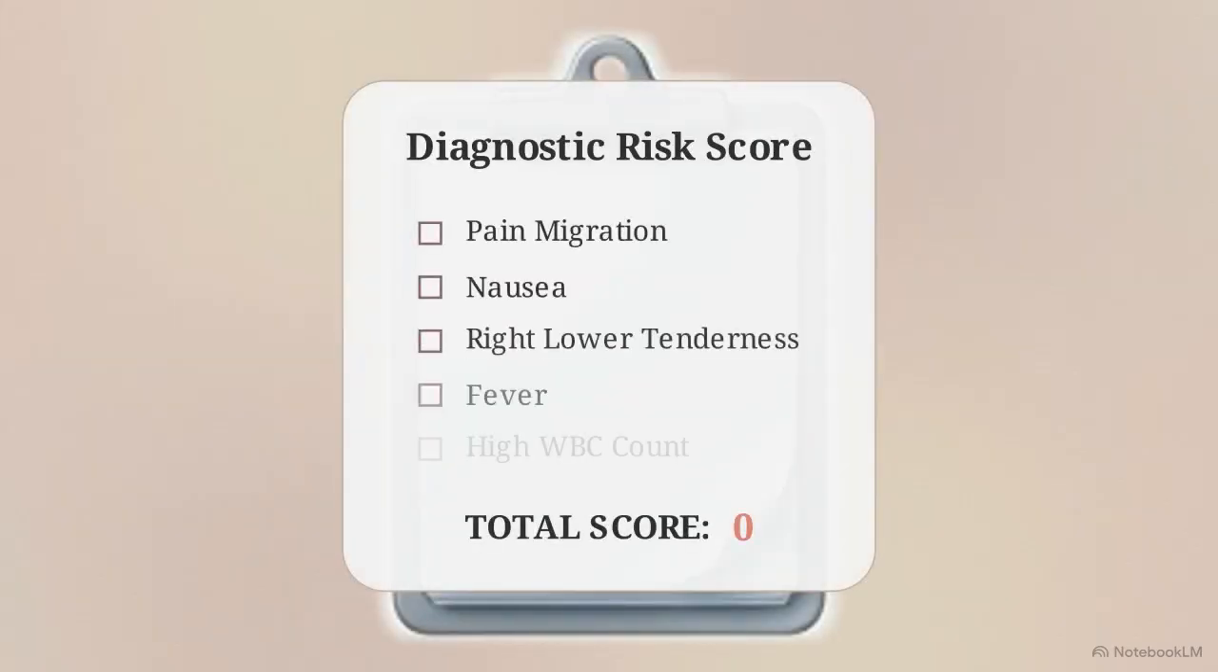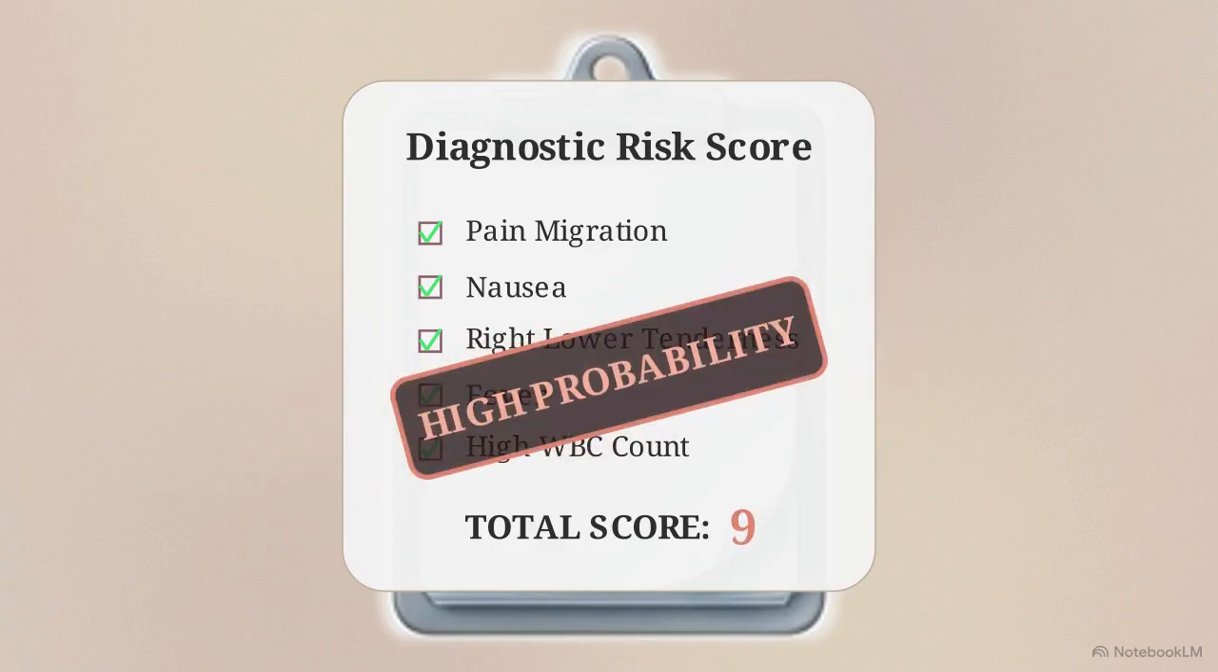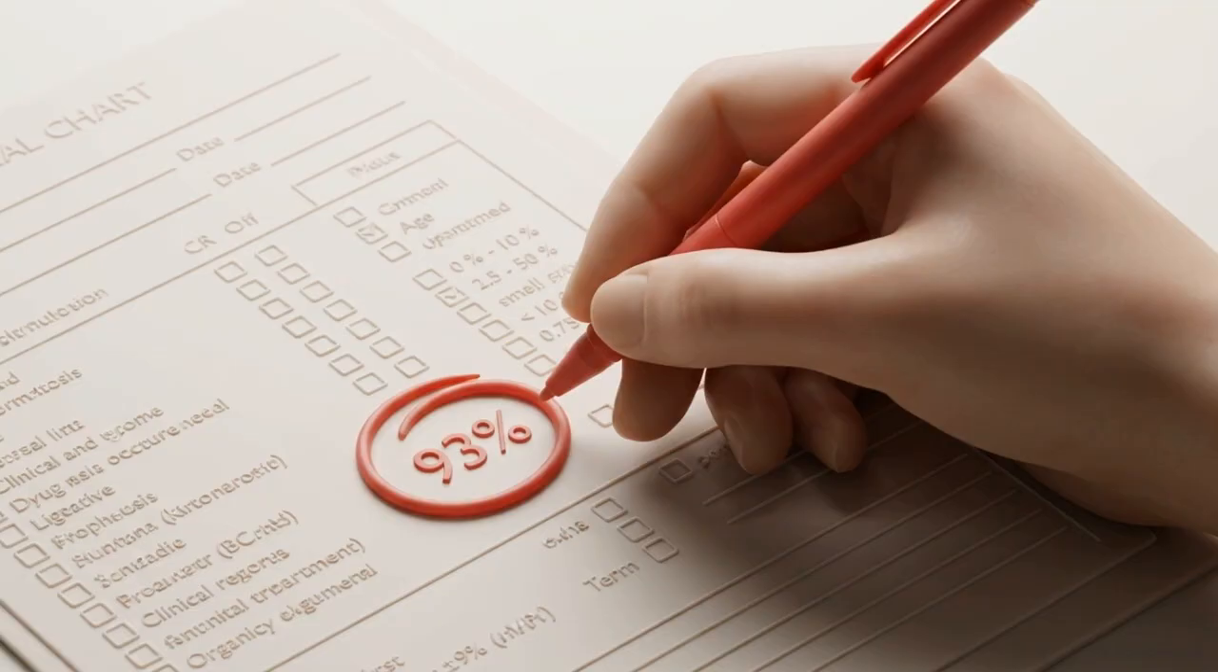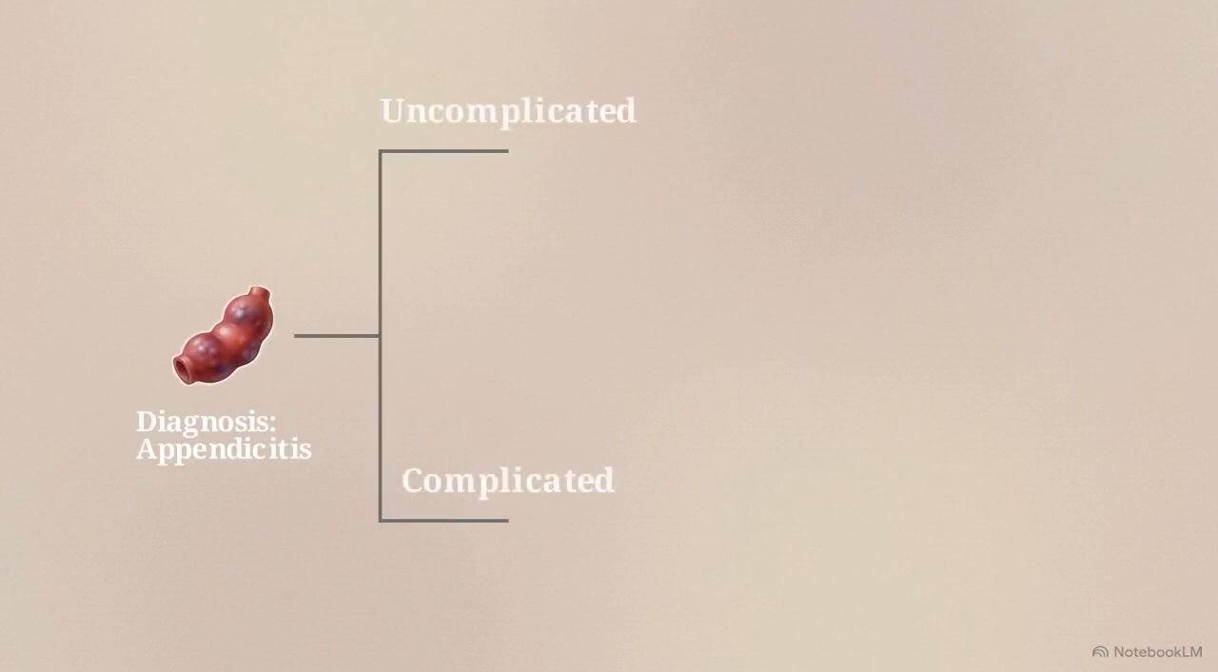Doctors quantify the risk of appendicitis using a clinical scoring system. Here, we see how symptoms like pain migration and nausea are combined with physical signs and white blood cell counts to reach a final score. By pooling these specific exam techniques and laboratory data, doctors turn a patient's subjective experience and physical reactions into a calculated probability of infection. Once the diagnosis is confirmed, treatment depends entirely on severity, as shown in this decision tree.